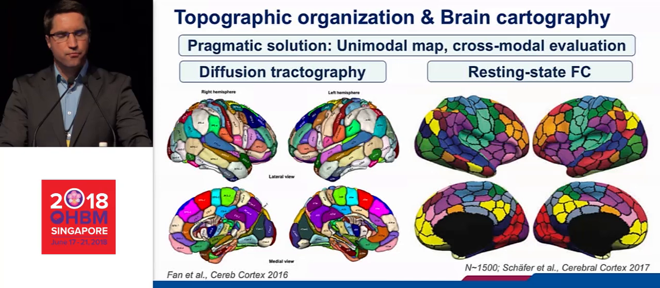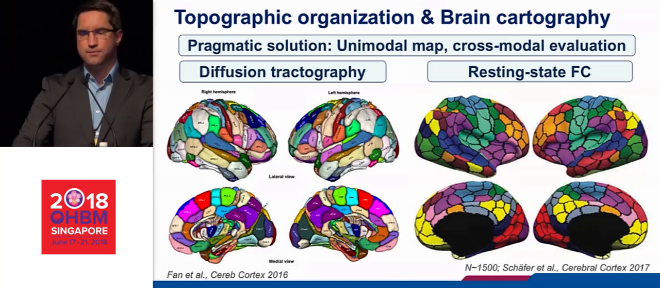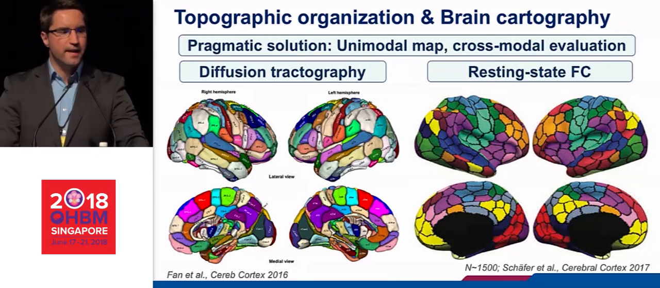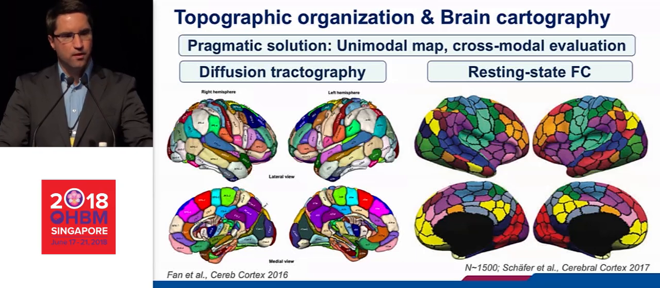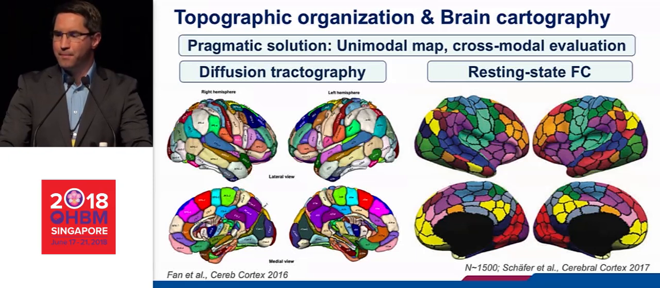Another example for a unimodal atlas, and that's what I'm going to talk about a bit more in the next couple of slides, is work led by Thomas Yeo, and this is the, I think now called Schaefer parcellation. This is based on resting state.